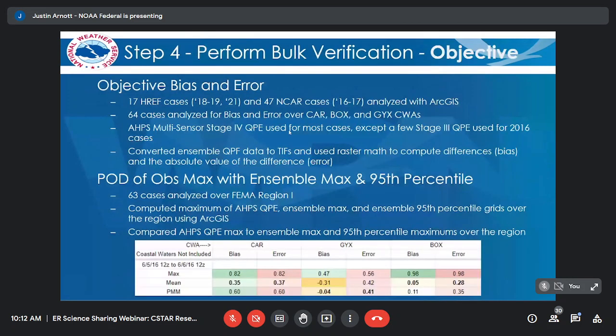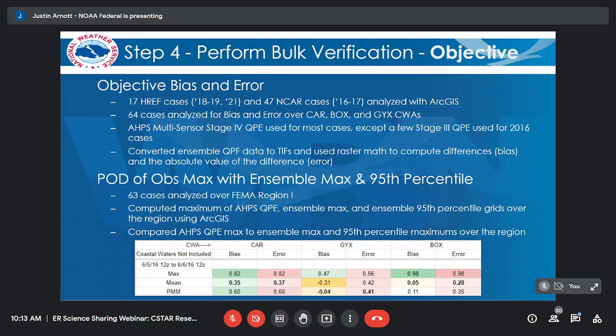So from the objective side of things, we looked through HREF cases from 2018 and 2019, and then even threw in some from 2021, and then some NCAR ensemble cases as well. And those were analyzed using ArcGIS. The ensemble QPF data was converted to TIFFs and raster math was done to compute the biases and the error.